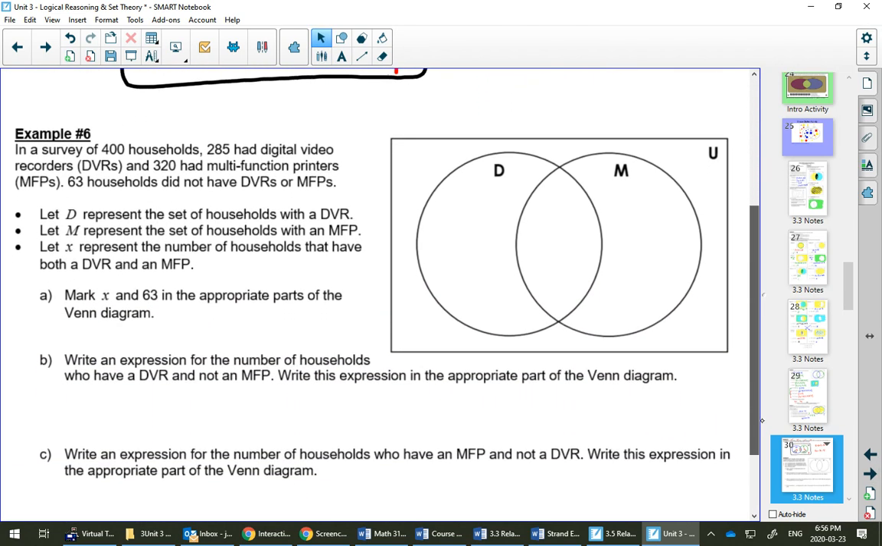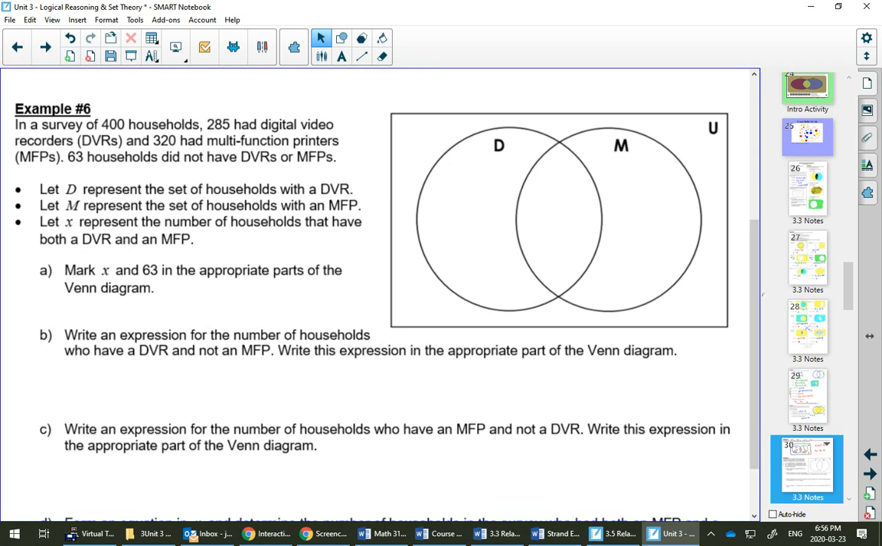Let's take a look at another type of example. In a survey of 400 households, 285 had digital video recorders or DVRs, and 320 had multifunction printers or MFPs. And then 63 households did not have either. So that's the easiest one to fill in right away. 63 don't fit into either category.